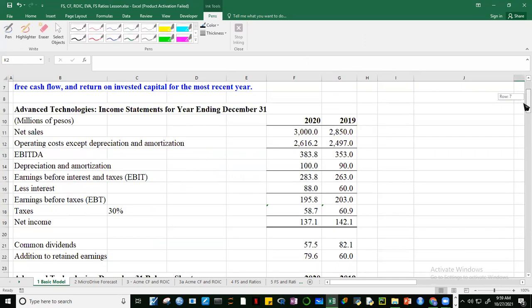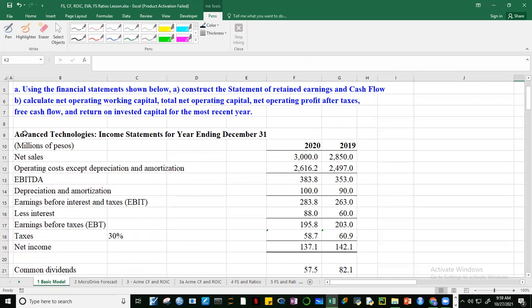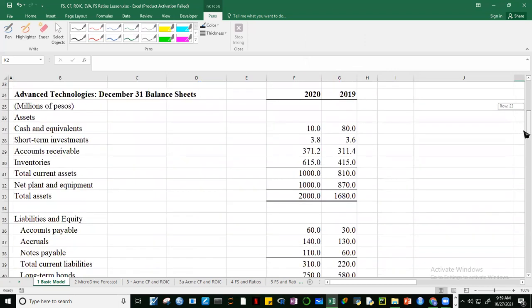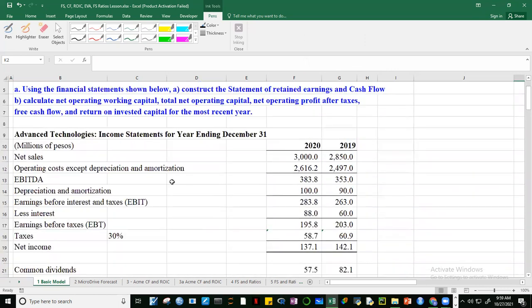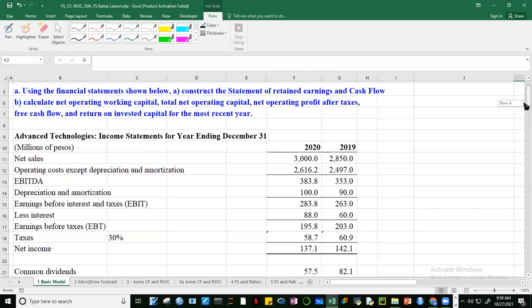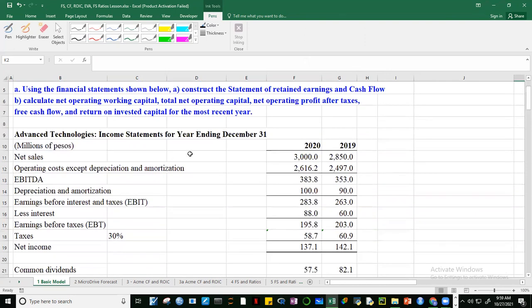Okay, so we have these financial statements of Advanced Technologies, and these are in millions of pesos. All right. So let's quickly take a look at the income statement of Advanced Technologies. We're given 2 years, 2020 and 2019. You first have net sales.